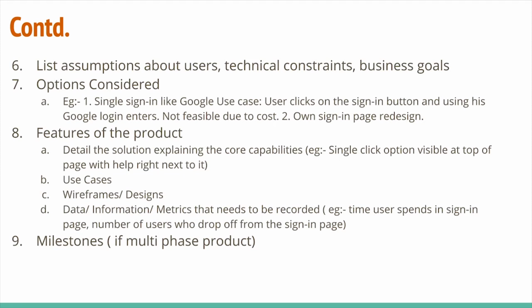The next step is the options considered. You don't have to detail out all the options, but it is very important for you to list out the various options that you can consider for this particular problem, and then a cost benefit analysis or a pro and con analysis, so that there is a logical flow to why the option that you are considering to be built has been chosen. For example, when I'm redoing the sign-in experience, I can consider 2 options.